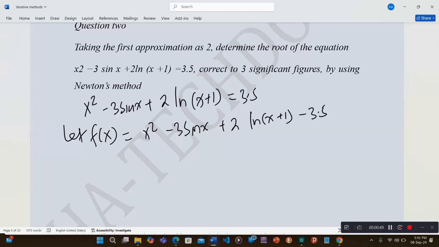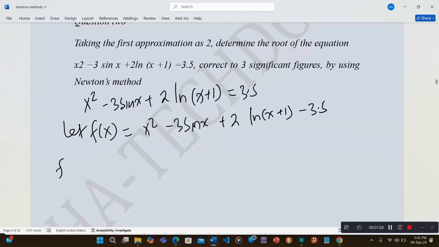Move this to the other side, and then you make this your function f of x. Now, one of the things that we need to remember is how to differentiate this, and then how to substitute in the values in here. So you can do f prime of x, which is going to be, if I differentiate x squared, I will get 2x minus, if I differentiate the sine, I get a cos, so 3 cos x.